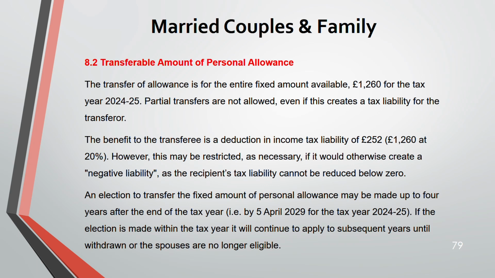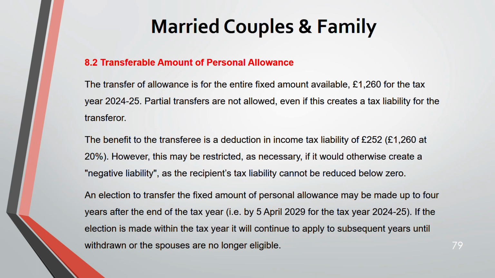Now, moving on to an election. An election to transfer the fixed amount of personal allowance. You have to make an election that you want to transfer 1260, up to 4 years after the end of the tax year. These dates are very important. One must remember it. So by 5th April 2029, for this tax year, you can make the election.